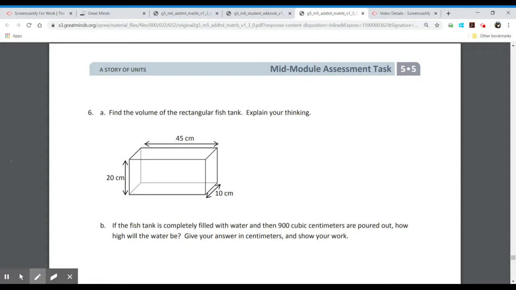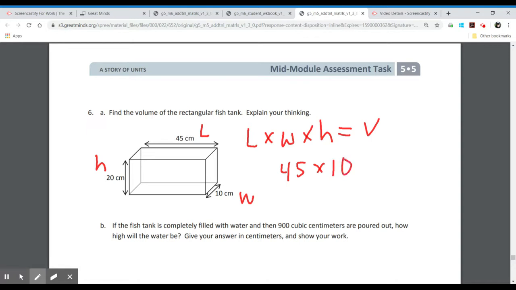Again, we have length, and I'm going to go ahead and label what they are this time. So that's your length, 10 would be your width, and your height would be there. So let's do this. Let's go length times width times height. Again, you can do this in any order. Length is 45, width is 10, and height is 20.